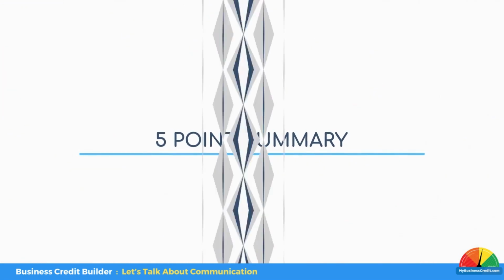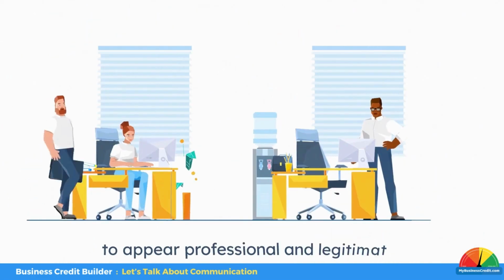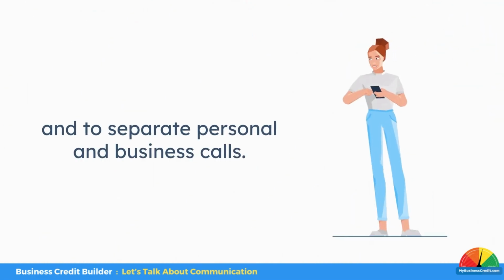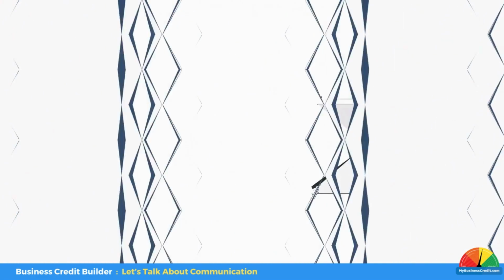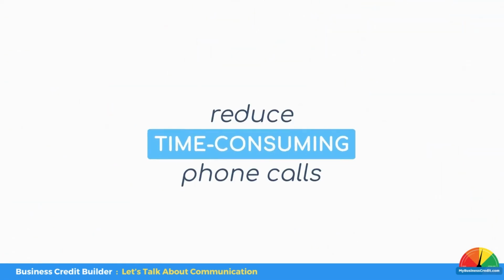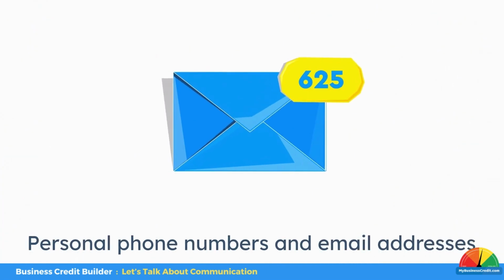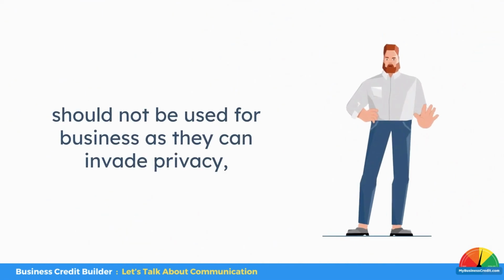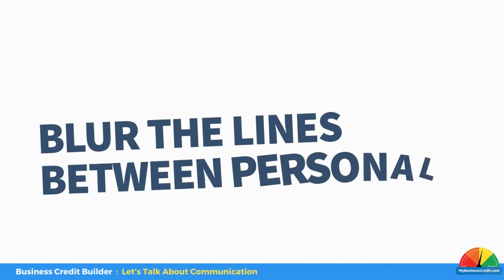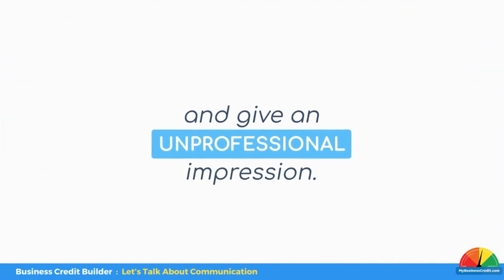5-point summary. Businesses should have a separate phone number listed with 411 to appear professional and legitimate, and to separate personal and business calls. A professional website and email can improve a business's image, reduce time-consuming phone calls, and manage workflow. Personal phone numbers and email addresses should not be used for business as they can invade privacy, blur the lines between personal and professional life, and give an unprofessional impression.